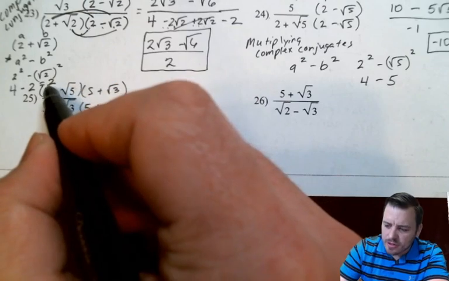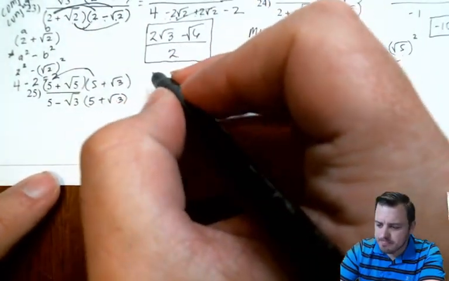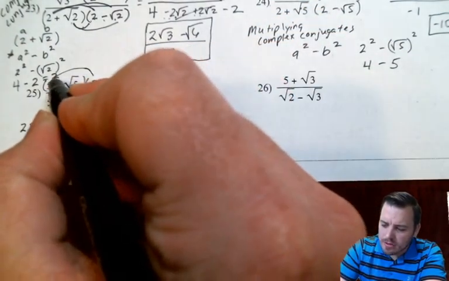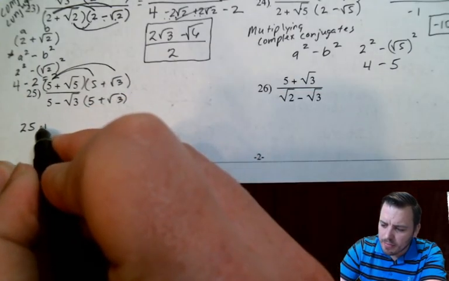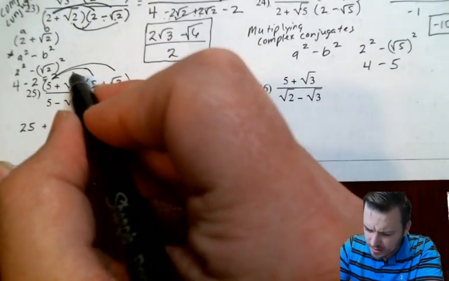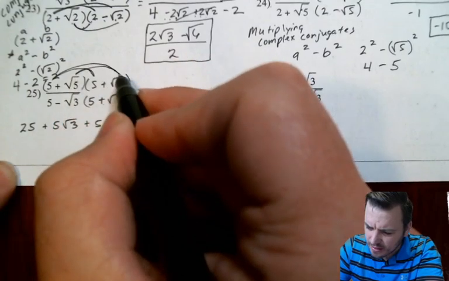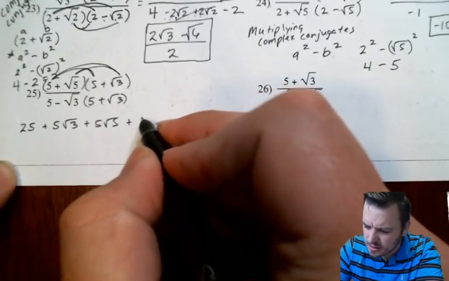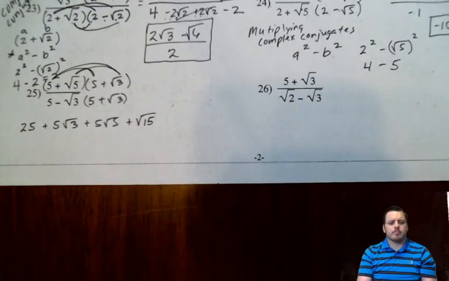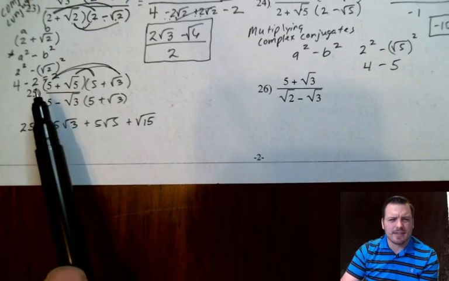So that'd be first. First would be 25. I'm going to write down here. Outside would be plus 5 radical 3. Inside would be plus 5 radical 5. And last would be plus radical 15. Again, that's just FOILing the numerator. I'll go through that again just in case I went too fast.